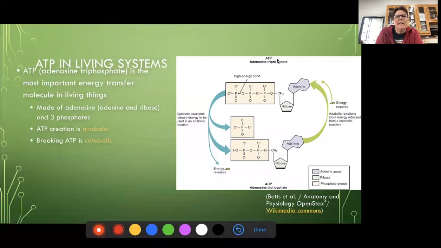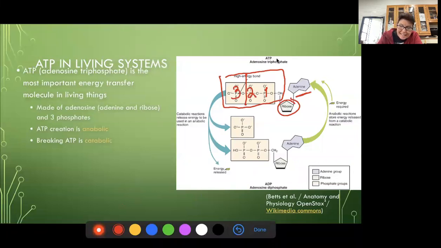So ATP and living systems. ATP in living systems is adenosine triphosphate, which has 3 phosphate groups. So it has our ribose group, our adenine nitrogen base, and then 1, 2, 3 phosphates. And these phosphate groups do not like being by each other. It takes a lot of energy to force those bonds into place. And so by relieving the stress in those bonds, by breaking those bonds, we can release energy. This is an exergonic reaction.